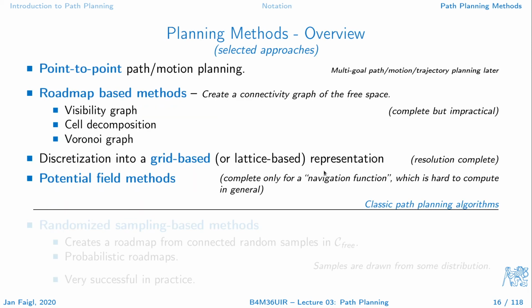But let's classify the path planning methods. These are the selected approaches. So first, it's point-to-point path or motion planning. And we will also cover, because that's essential for robotic information gathering, multi-goal paths and motion trajectory planning later. But for now, it's point-to-point path planning.